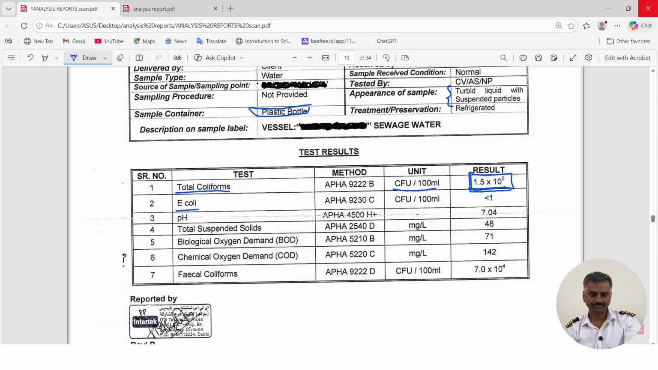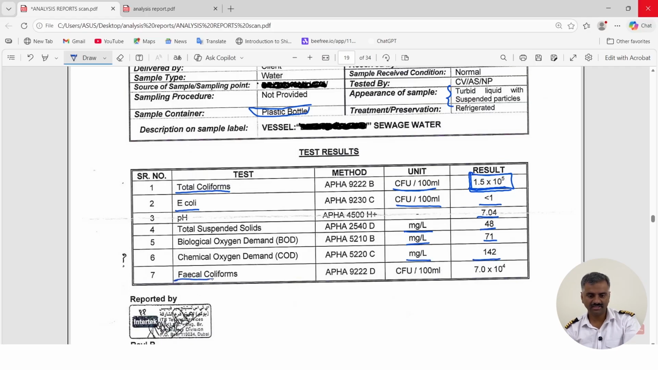E. coli also CFU per ml, that is less than 1. pH is 7.04, which is not acidic. Total suspended solids milligram per liter 48. Biological oxygen demand milligram per liter 71. Chemical oxygen demand milligram per liter 142.